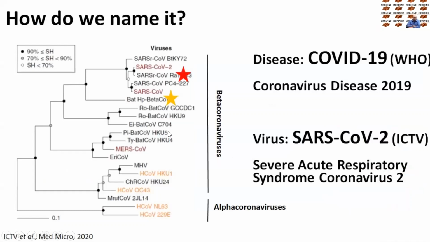So with the naming of it, remember the disease is COVID-19, but the virus is the SARS-CoV-2 virus, so severe acute respiratory syndrome coronavirus. And if you look up here at the top, these are the beta coronaviruses. So you have MERS, you have SARS-CoV, and then CoV-2, which is what we're talking about today.